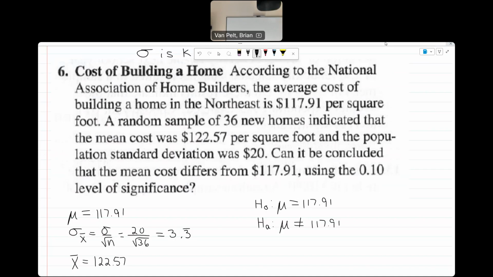Oh, distribution. We're doing the normal, aren't we? Yeah. All right, so we're going from 1.57. It's 2.4. Mu was 117.91, and sigma was 10.3, so that's simplified.